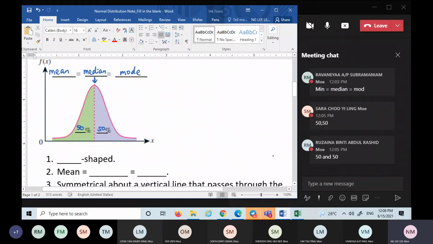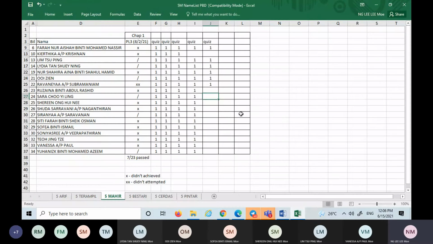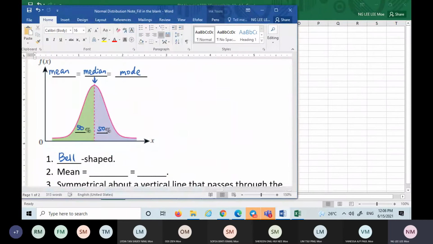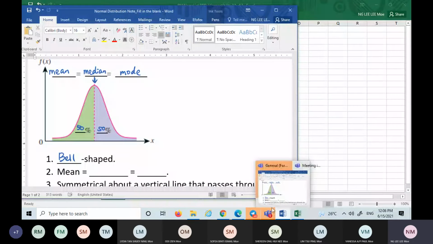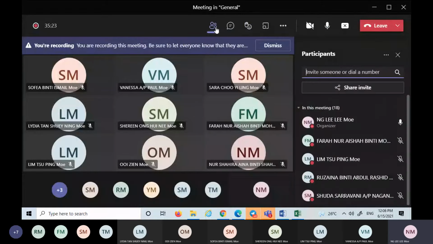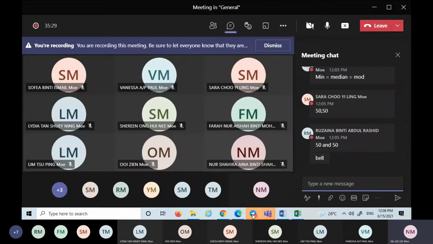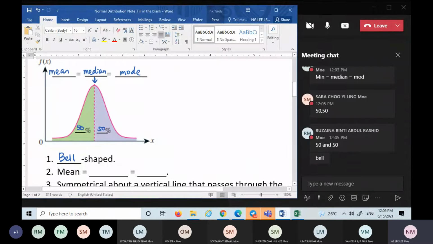Okay, number 1. What shape is this, Ruzaina? Okay, bell. Very good. Then is there a critical here already? Okay, let me check. Okay, no, she's not here. We go to the next questions.